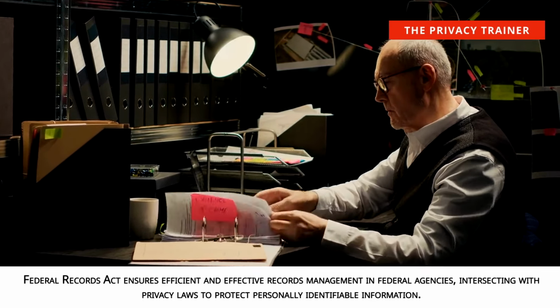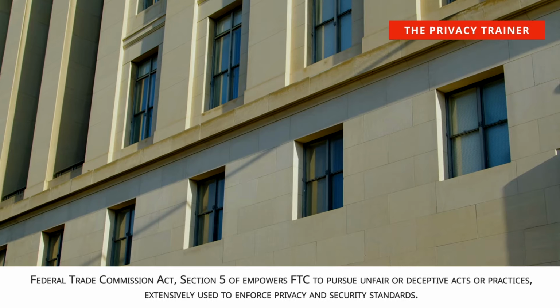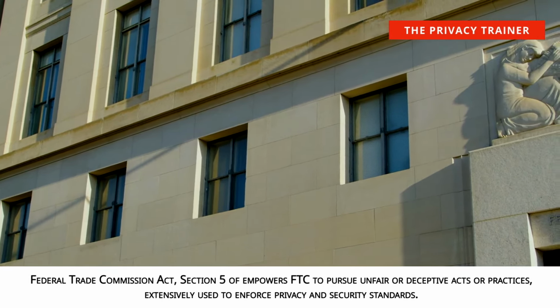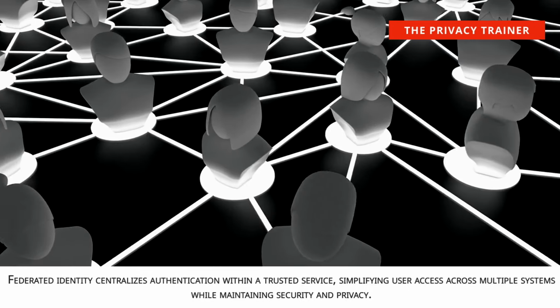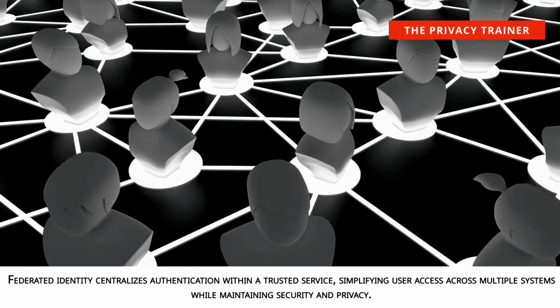Federal Trade Commission acts as the primary consumer protection body, enforcing against unfair or deceptive practices in commerce, including privacy violations. Federal Trade Commission Act, Section 5 empowers FTC to pursue unfair or deceptive acts or practices, extensively used to enforce privacy and security standards. Federated Identity centralizes authentication within a trusted service, simplifying user access across multiple systems while maintaining security and privacy.